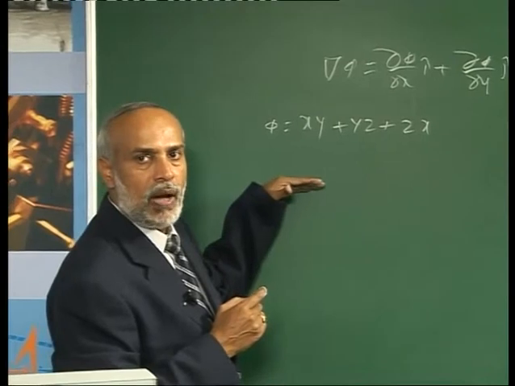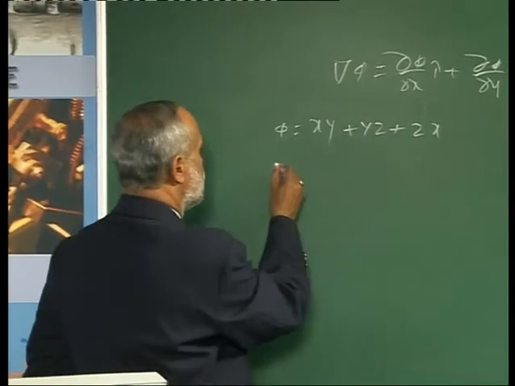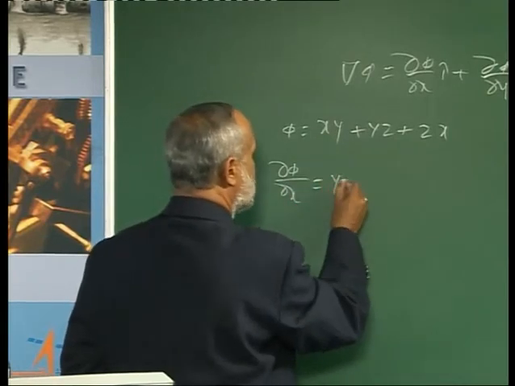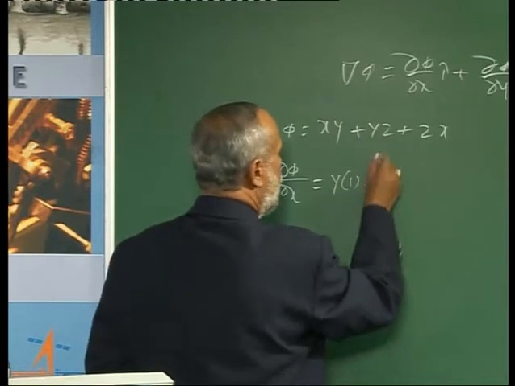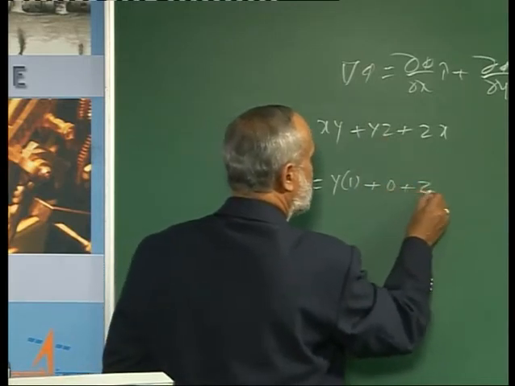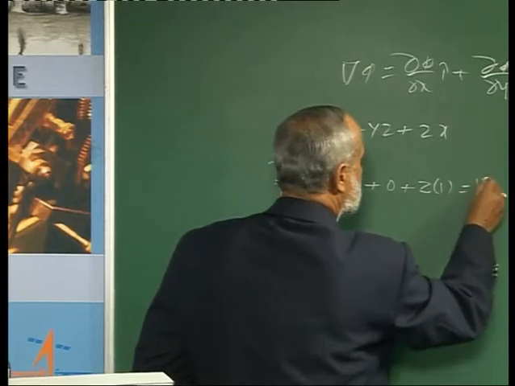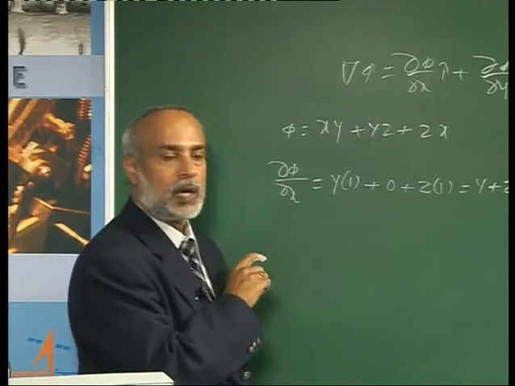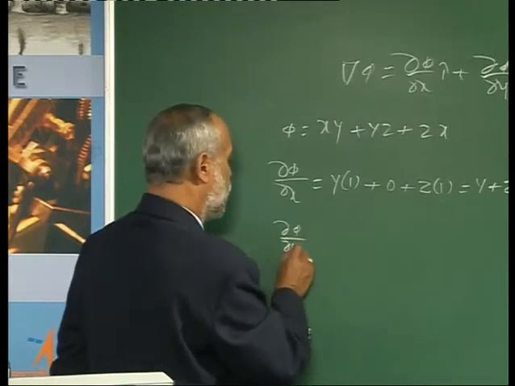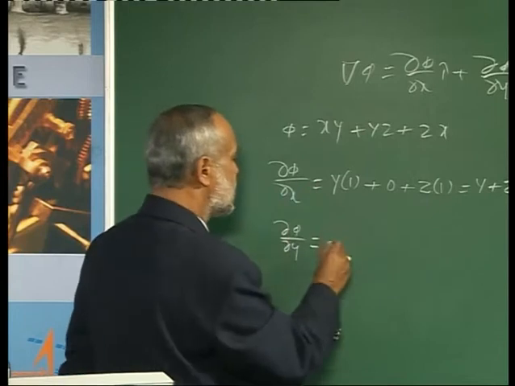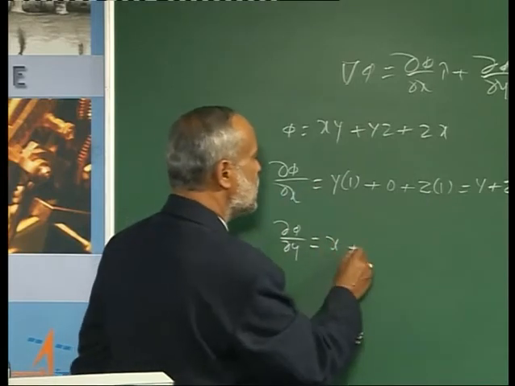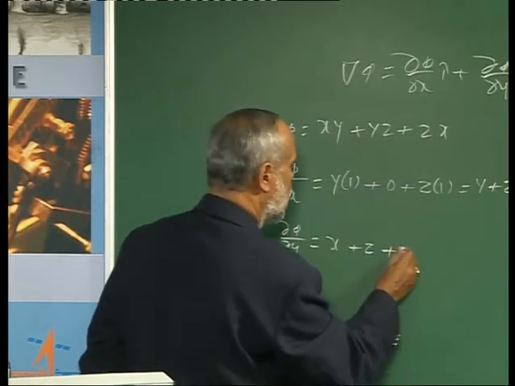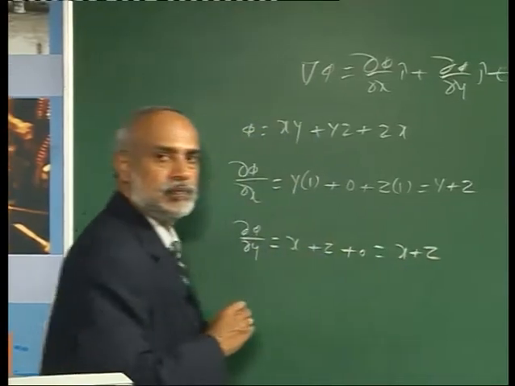First, find dou phi by dou x. Differentiating partially with respect to x, dou phi by dou x is equal to xy: y is constant, x differentiation is 1, plus yz, there is no x term, is 0, plus z is constant, x differentiation 1. This is y plus z. Now, again differentiating partially with respect to y, dou phi by dou y equals, x is constant, y differentiation is 1, plus yz, z is constant, y differentiation 1, there is no zx, that is 0. This is equal to x plus z.